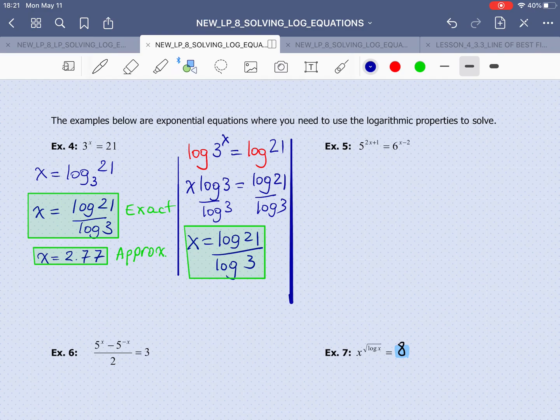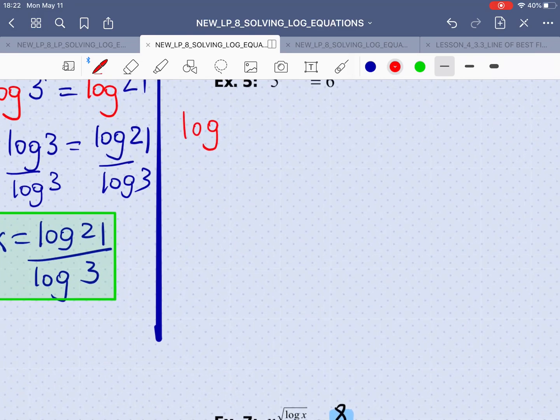Now we're going to take a look at the next equation. In this equation here, we have 5 to the power of 2x plus 1 equals 6 to the power of x minus 2. So if you think about it, using the method we used in here, this equation can be slightly awkward because you have variables on both sides of the equation. That's when this method here comes in handy. So we're going to take the log of both sides of this equation.